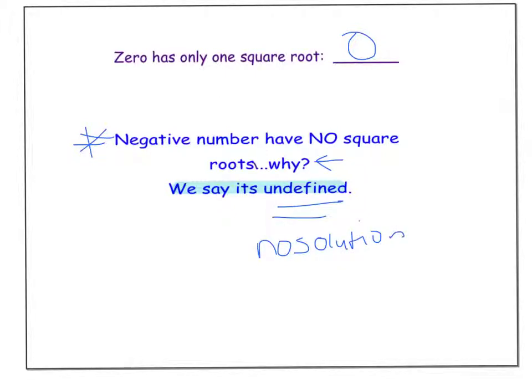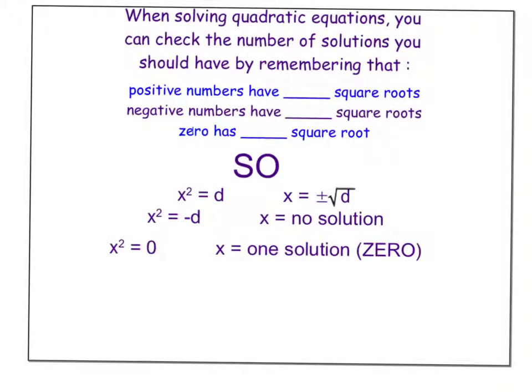So we can use this to check our answer. When you're solving quadratics, you can check the number of solutions you should have by remembering positive numbers have 2 square roots, negative numbers have no square roots, and 0 has 1 square root. So once you get the x squared on a side by itself, let this guide you.